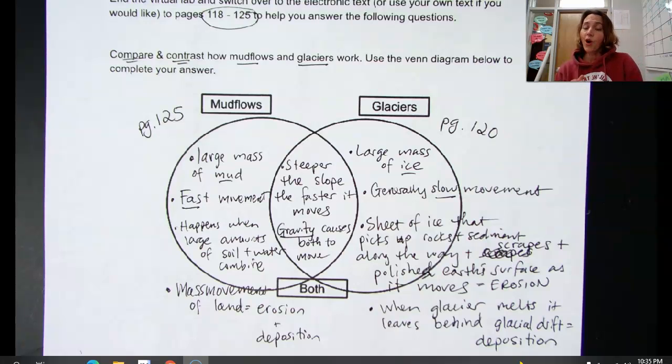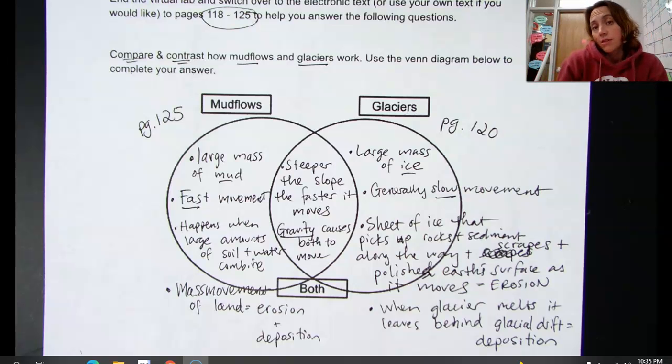So, also, glaciers melt. So when glaciers melt, they deposit what we call in general glacial drift, so rocks and sand and all that good stuff. That's important for what we use today, and it's important for agriculture, important for sand and making different materials. So glaciers melt and leave that stuff behind. So those are the differences.